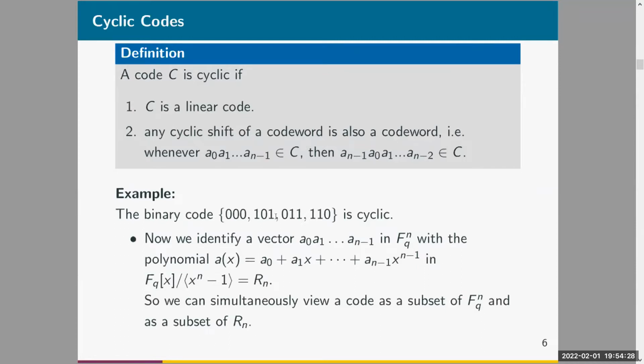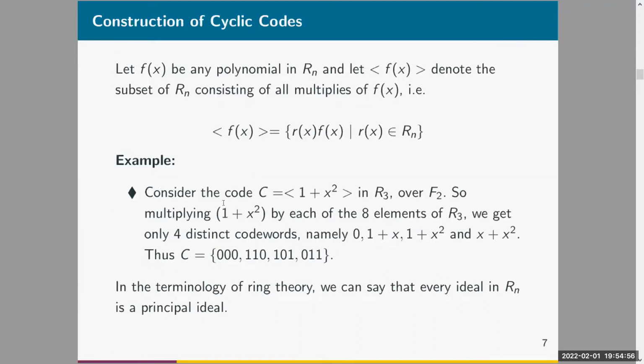To discuss the algebraic properties of a cyclic code, we must identify a vector (a0, a1, ..., an-1) in F2^n with the polynomial a(x), which is defined as a0 plus a1x plus, and so on, an-1x^(n-1), in the quotient ring F2[x] modulo x^n minus 1. That is, we can always view a code as a subset of F2^n as well as a subset of R_n. So, for the construction of cyclic codes, we consider the set generated by f(x). That is, this is the set consisting of all multiples r(x)f(x), where r(x) is in R_n.